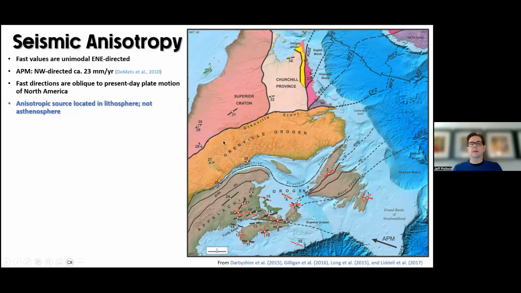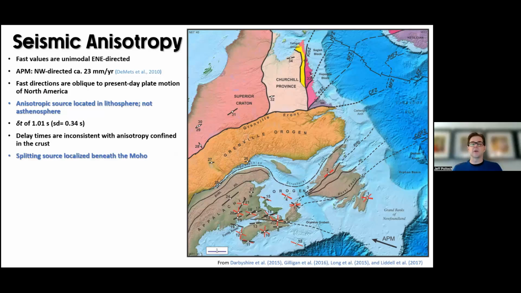And the absolute plate motion of North America at present is northwest directed at 23 millimeters per year. So it's at a high oblique angle to what we're measuring here for our fast directions. So it tells us that the anisotropic source is in the lithosphere and not in the asthenosphere.